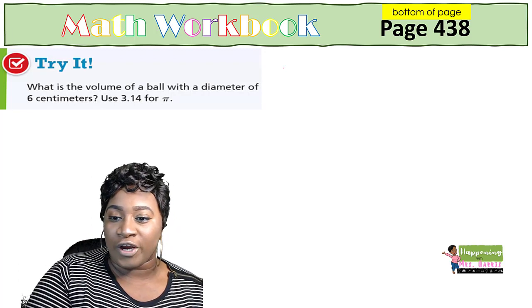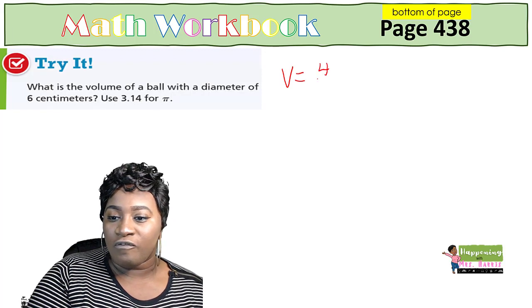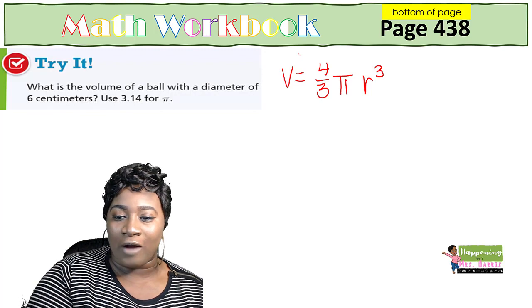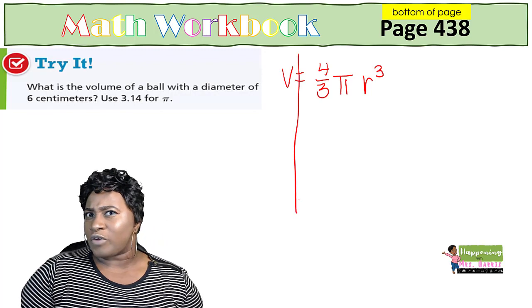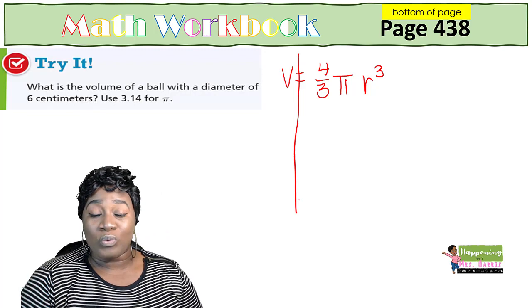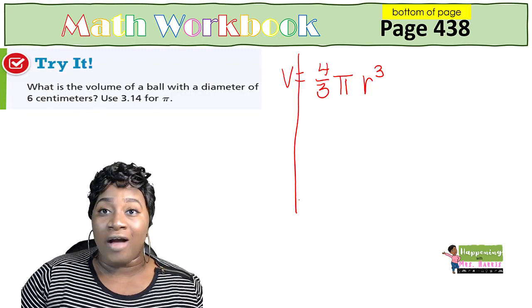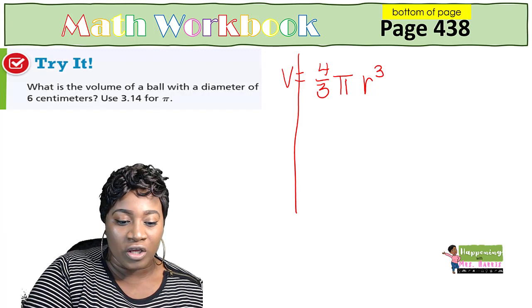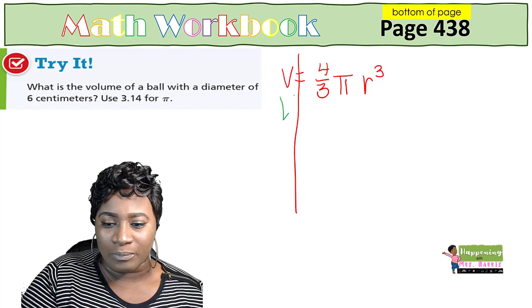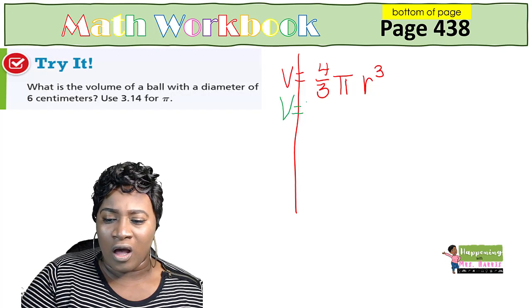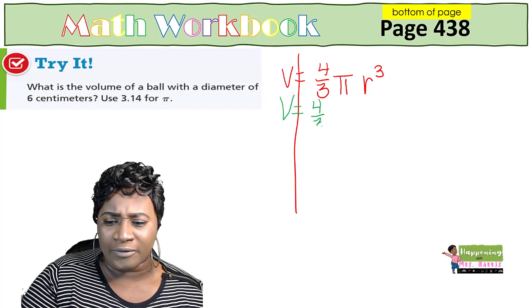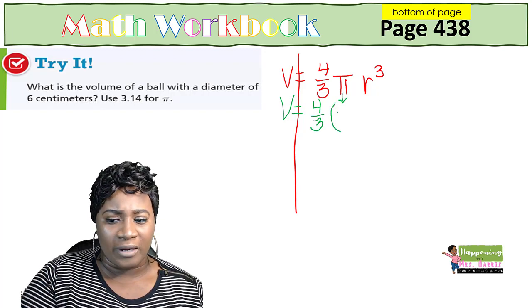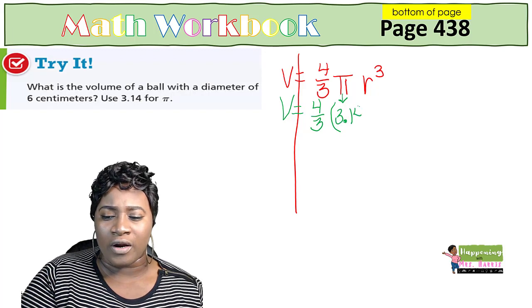The formula for a sphere is V equals 4/3 times pi times the radius to the third power. You'll want to write the formula every time. Now we will do step 2, which is substitute the values of each variable. So I have my V. I'm going to bring down the V. V equals, we have 4/3. We'll bring that on down. Pi, they told us to use 3.14, so we're going to put that in parentheses, 3.14.